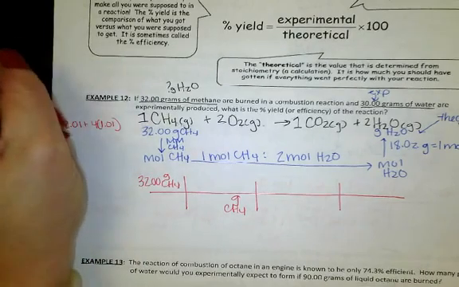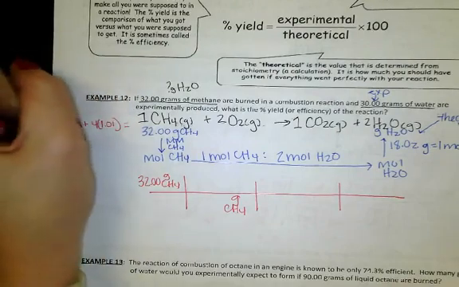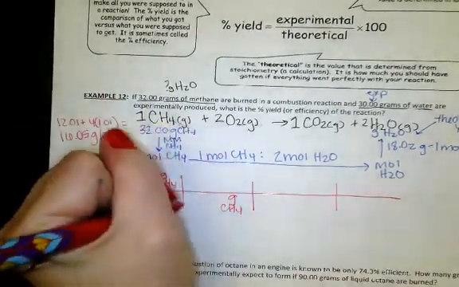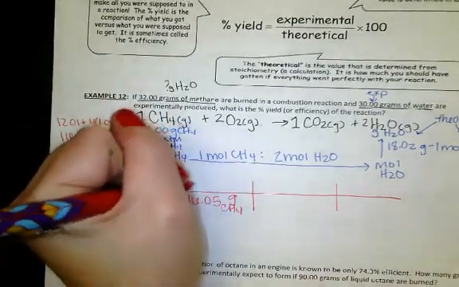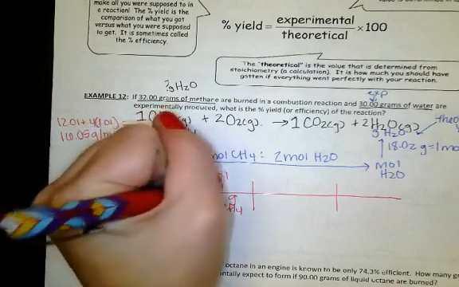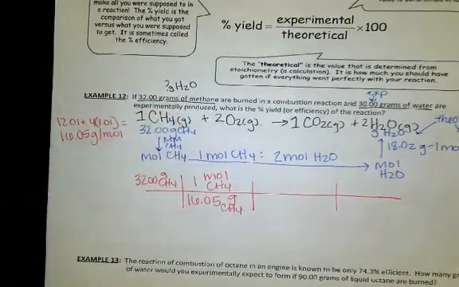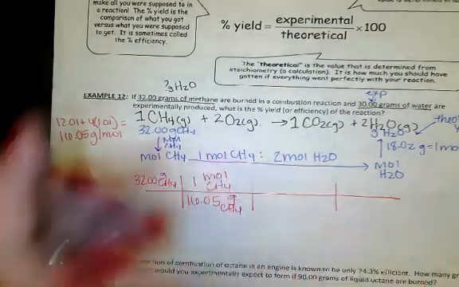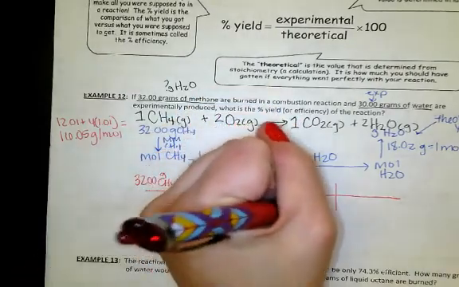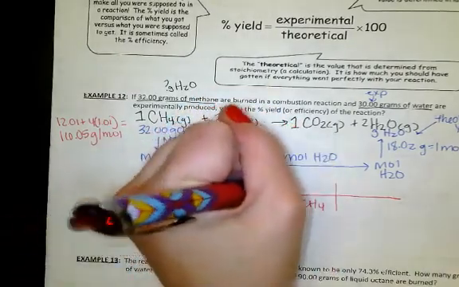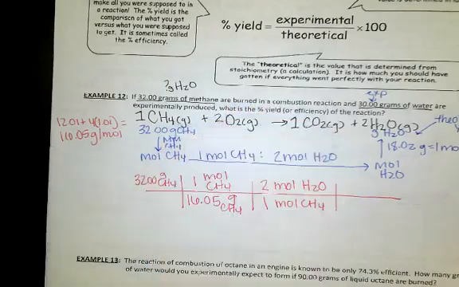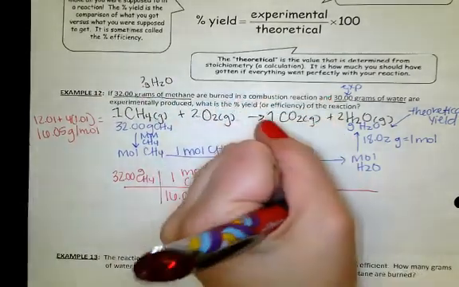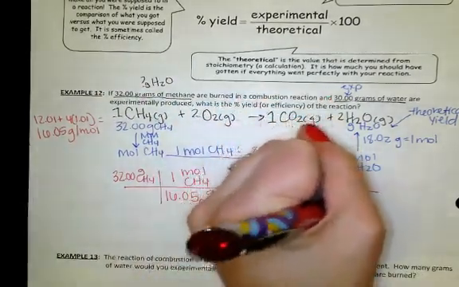Okay, so we got 16.05 grams of CH4. That's 1 mole of CH4 on top. Okay, then we do a mole-to-mole ratio using our coefficients. So 1 mole of CH4 on the bottom, 2 moles of water on the top. Then we're going to go from moles of water to grams of water using our molar mass of water. So 1 mole of water is 18.02 grams of water. So this is going to give us our theoretical yield.